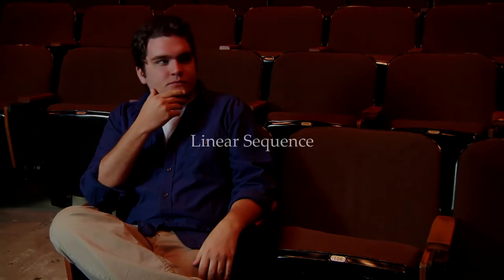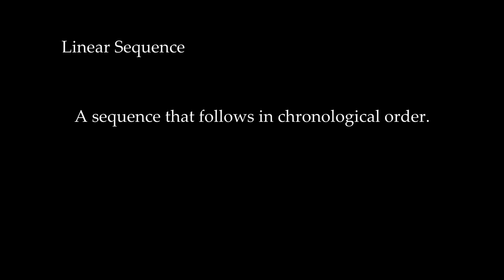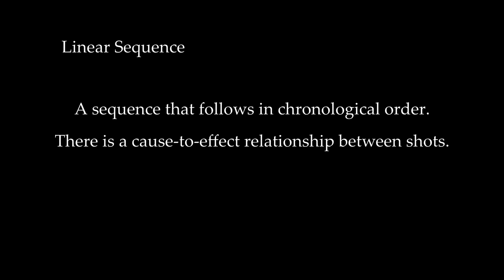Once again, this assembly of shots is organized into a standard linear sequence. A linear sequence is one that organizes the shots in such a way as to create the impression that the shots are occurring in strict chronological order. Also, there is evident a cause-to-effect relationship between the shots. Let's take a look at a different scene.